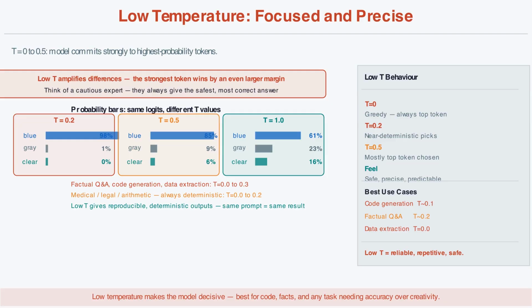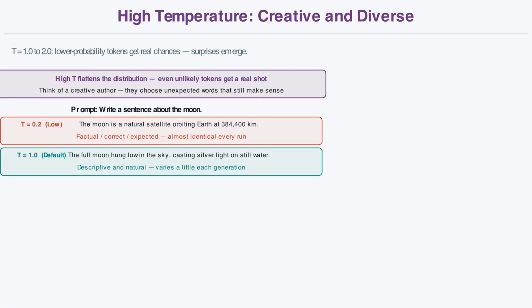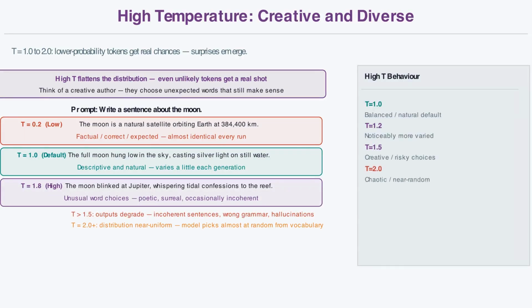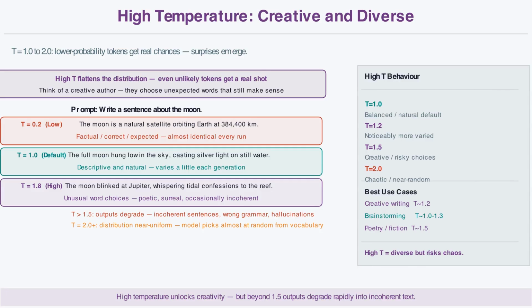Low temperature is your best friend for code generation, factual question answering, data extraction, arithmetic, and any task where reproducibility matters more than variety. Same prompt, same result, every time. High temperature, from 1.0 upward, unlocks creativity and diversity. When you increase T above 1, the logits get divided by a number greater than 1. This compresses their differences and flattens the distribution. Tokens that normally had a small chance now get a real shot at being selected.